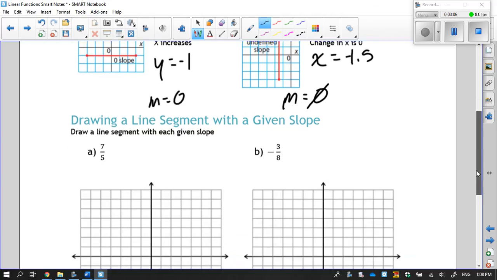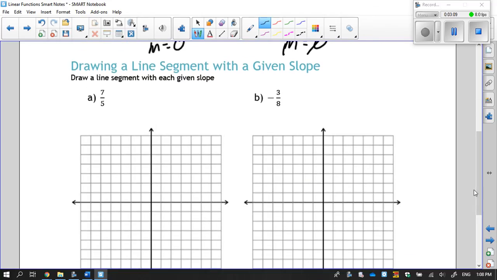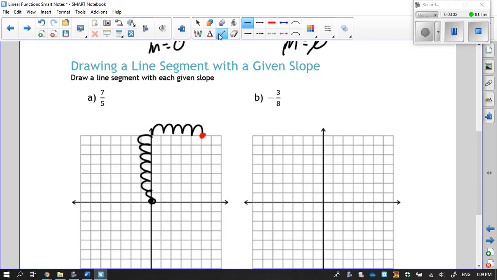So when we draw a line segment with each given slope, it doesn't matter where we start this. So we're just going to start it right here. So if we go up 7, 1, 2, 3, 4, 5, 6, 7, and then over 5, 1, 2, 3, 4, 5, we'll have a second point here. And that's enough to draw a line. So get your ruler out, draw a nice straight line. And we're just drawing a line segment, so we're just connecting the dots there.